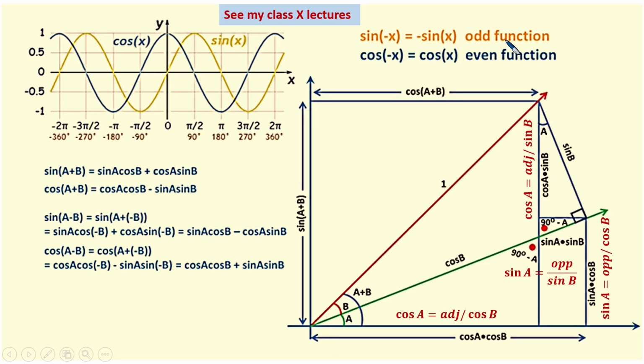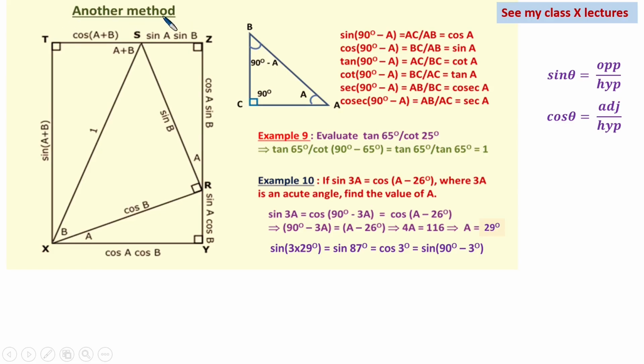This is from the odd function and even function. Sine of minus x equal to minus sine x is called an odd function, and cos of minus x equal to cos x is called an even function, because the negative of this doesn't change the sign. So as I said, this is another method. Let us go quickly. This is very similar to what we did earlier.